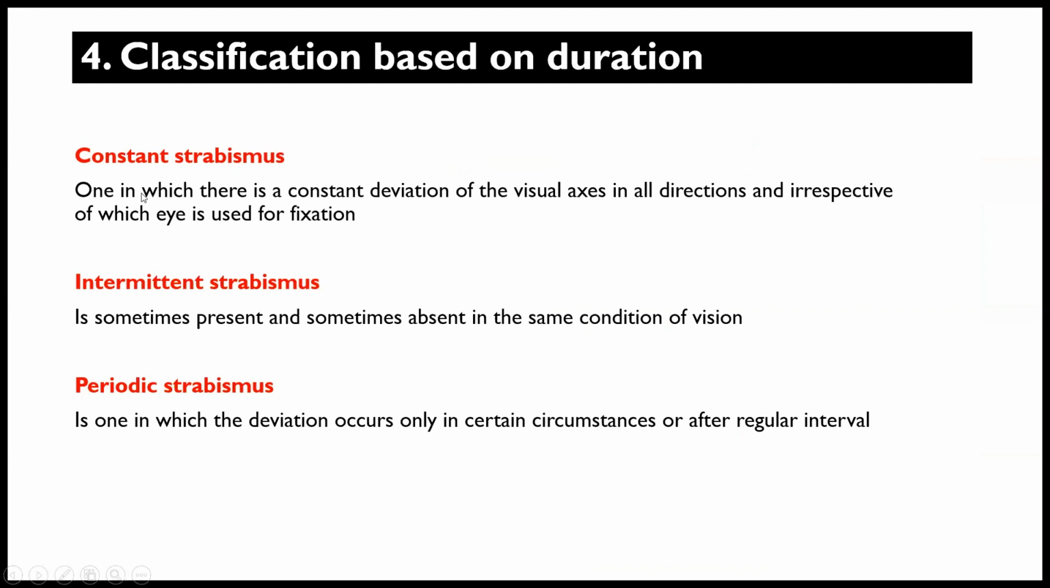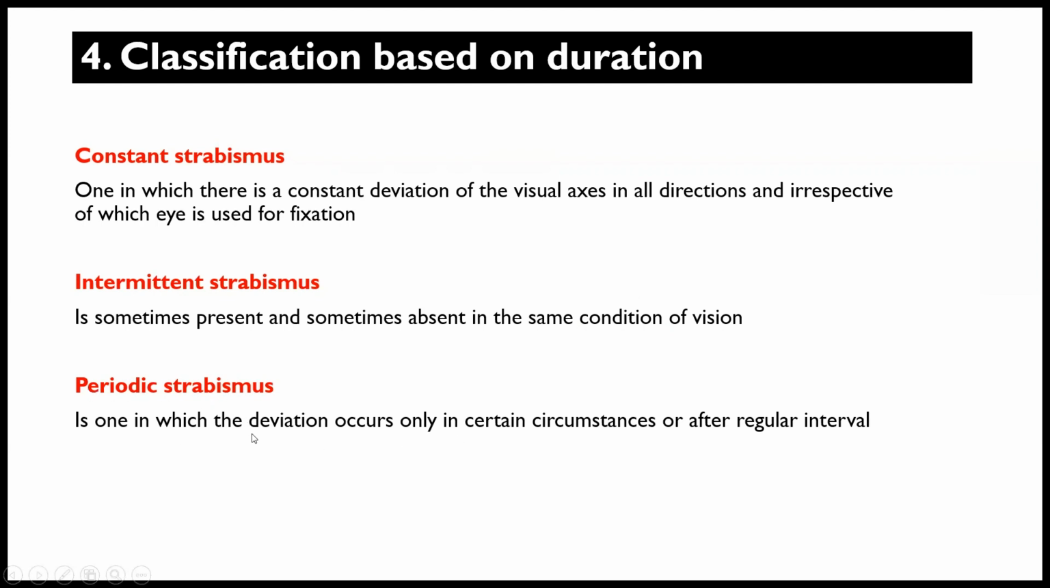Then the classification based on duration. You might have constant strabismus, where we have constant deviation of the visual axis in all directions, irrespective of the eye. In constant strabismus, we constantly have the deviation. In intermittent strabismus, we have the deviation sometimes and it's not there at other times. At some point you'll see the deviation, and sometimes there's no deviation, even in the same condition of vision. Now then we have periodic strabismus.